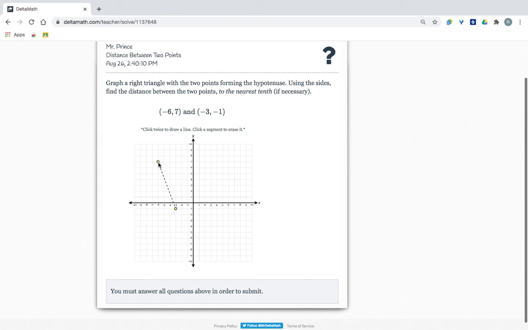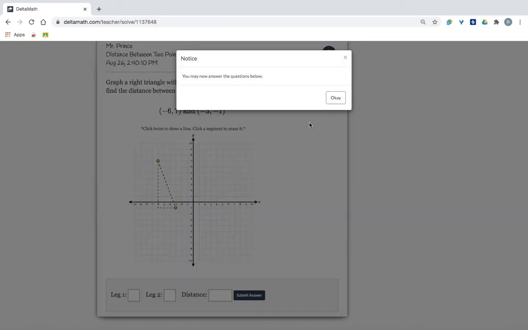So if I'm going to connect this point to that point, making a right triangle, I go directly below this point until I get straight across from the other point. So I would have a line segment from here to there, and then also from here to here. Now I've created a right triangle.